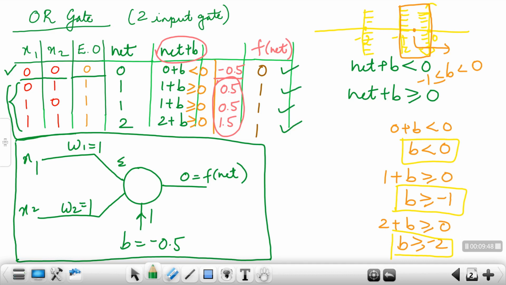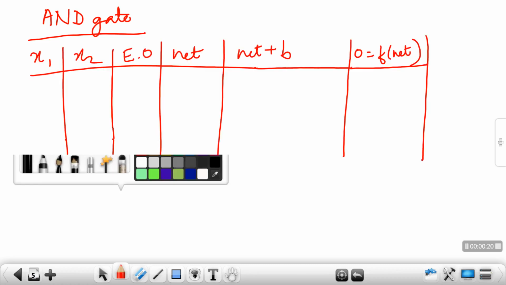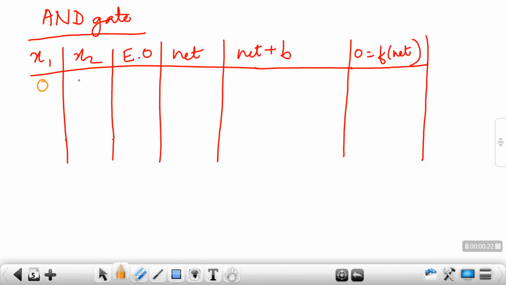So now the next is, we shall check the other gates also, AND gate, NOT gate, and NAND and NOR gates. Now we shall see how to implement an AND gate. So first step, draw the truth table. We know the expected output for an AND gate, and the expected output is 0, 0, 0, 1.